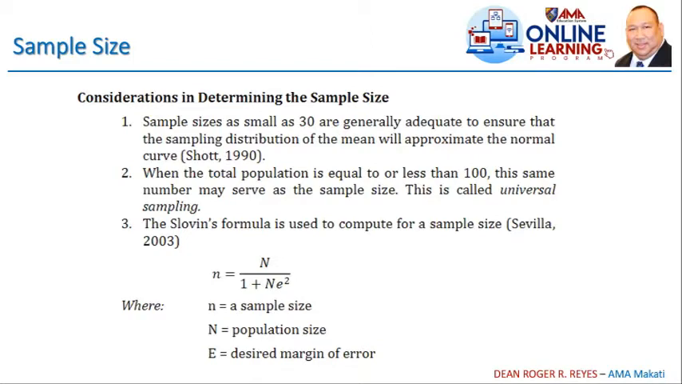Ito, this is the Slovin's formula ang aking recommend. The Slovin's formula is used to compute for a sample size. So, given the equation n, which is the sample size, is equal to capital N, which is the population size, all over 1 plus N times e, or desired margin of error, squared. Ngayon, pwede nyo manumano ito or pwede ring gumamit kayo ng sample size generator sa internet.